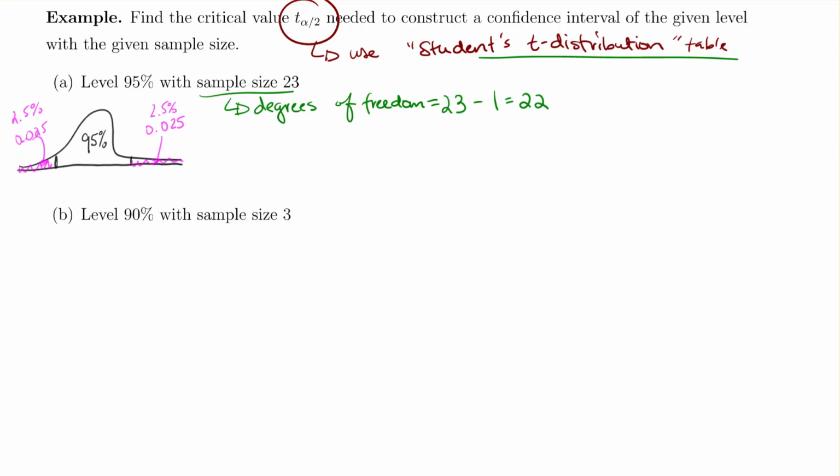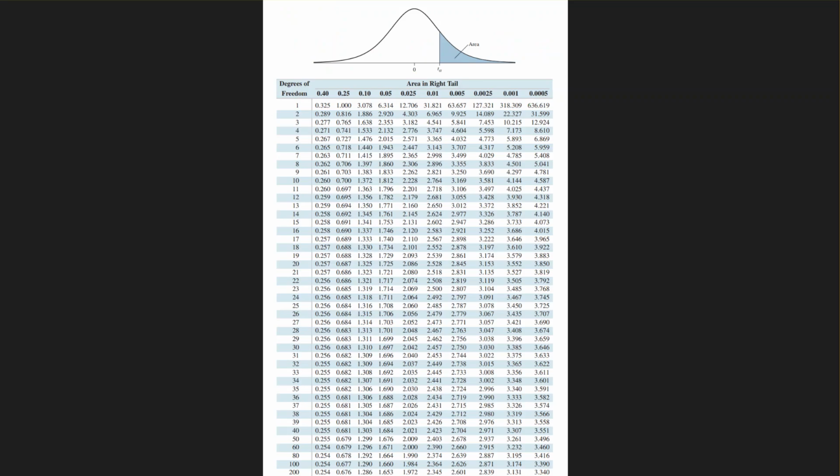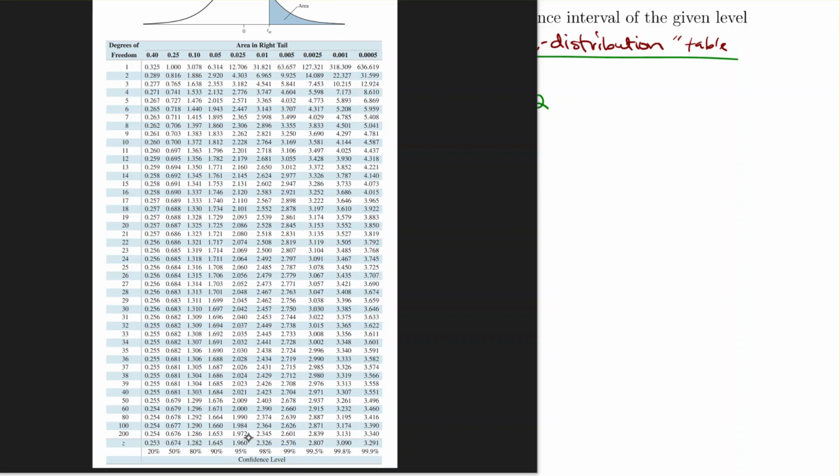Now we need to bring up our student's T distribution table. So here I've just visualized my 95%. Now in this chart, we're looking at the 95% confidence level, which we can see is this column. And then the way we choose which value is based on our degrees of freedom. So our degrees of freedom was 22, so we look at the 22 row intersecting the 95% column, and we coordinate both of those. We get a T alpha over 2 value of 2.074.